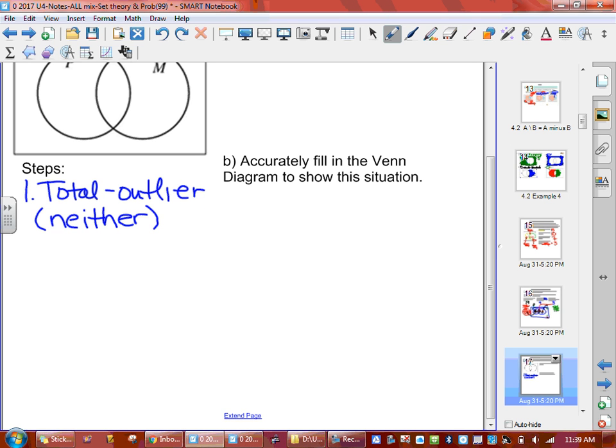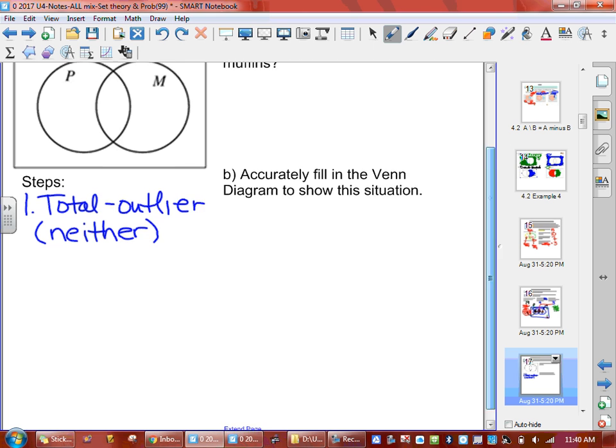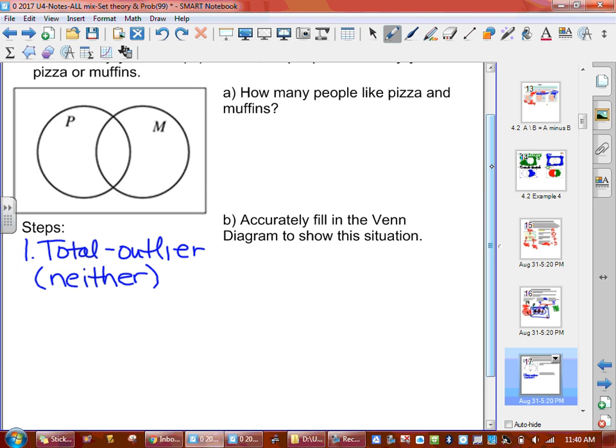So in my diagram, pizza, I'm going to pull out of the circle and I'm going to write my total. My total should be 285. M for muffins, I'm going to pull out of the circle, should add to 320. Now I've got my 3 regions and my outlier. Now it says 63 people do not enjoy pizza or muffins. They've given us our outlier of 63. So we label our outlier on the bottom right.